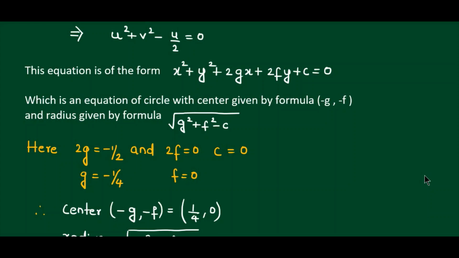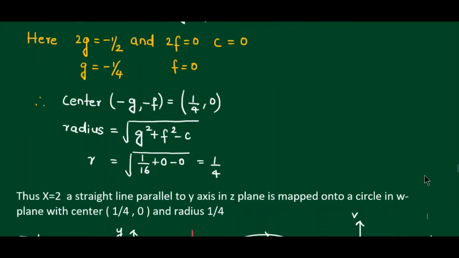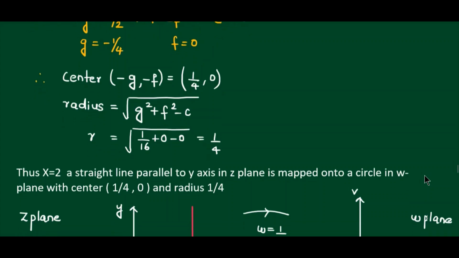And therefore, what is g? G is minus 1 by 4. And 2f is nothing but the coefficient of v. Here there is no v, therefore 2f equal to 0, therefore f equal to 0. C is nothing but a constant. Here there is no constant, so C is also 0. Now we can write the center, which is minus g, minus f, that is 1 by 4, 0. Find the radius as well.